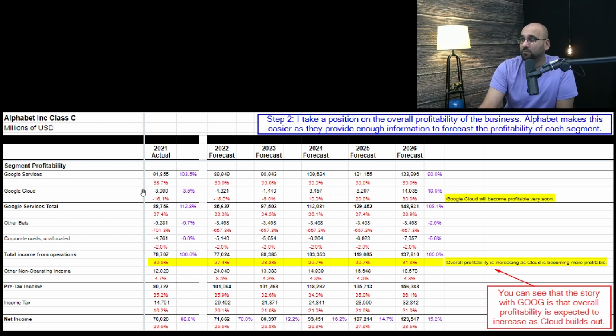But notice here that the Google services segment, in 2021 they had almost 40% profitability.